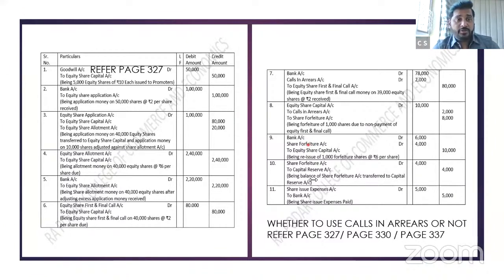Okay, if nothing is mentioned, then which type of shares do we need to assume? Then you can assume it as equity shares. Do we have to show the working of issue of shares?